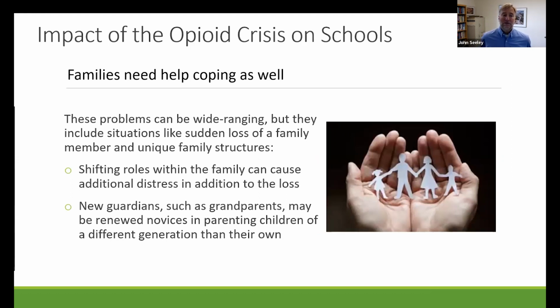And we know, too, that the families really need help coping. And these problems can be wide-ranging. They include situations like sudden loss of family member. We saw that death rate really increase, and that creates unique family structures, which can often involve shifting roles within the family and can cause additional stress and distress in addition to the loss.